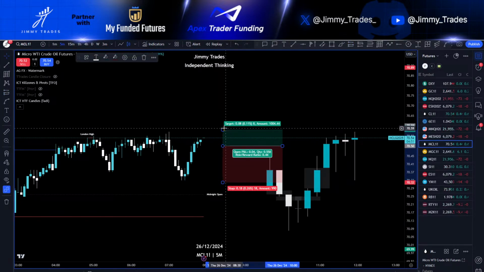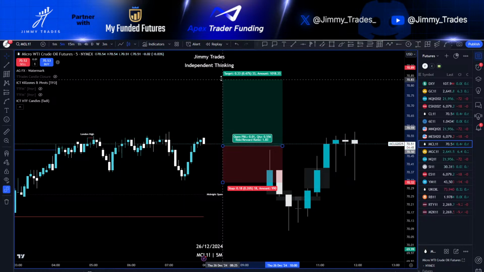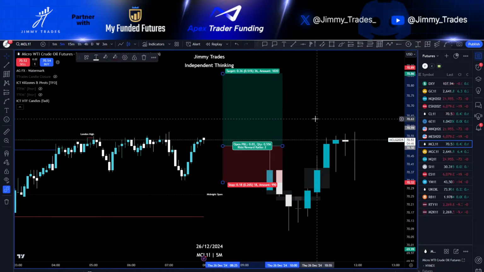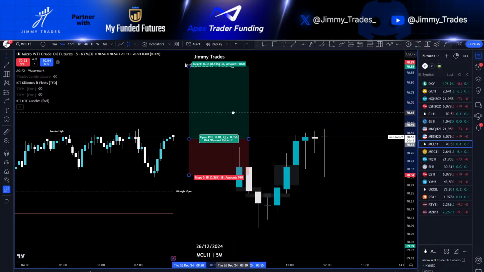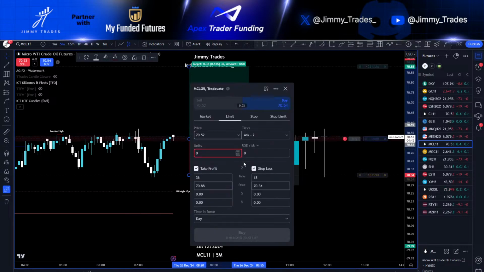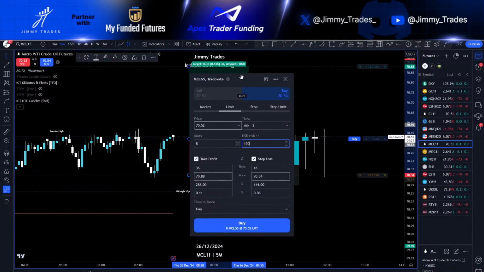Let's say it was the same. Create limit order. But you want to go, sorry, you want to go 150, say. So there, if you put your risk in there, it automatically shows you how many contracts. Just a really simple way to use it.